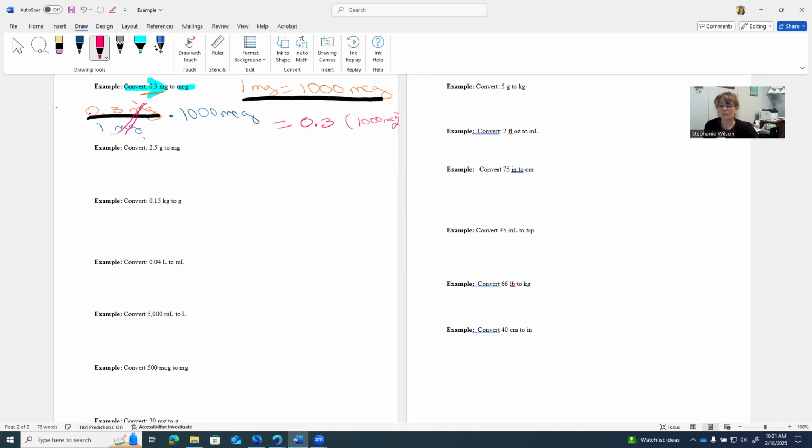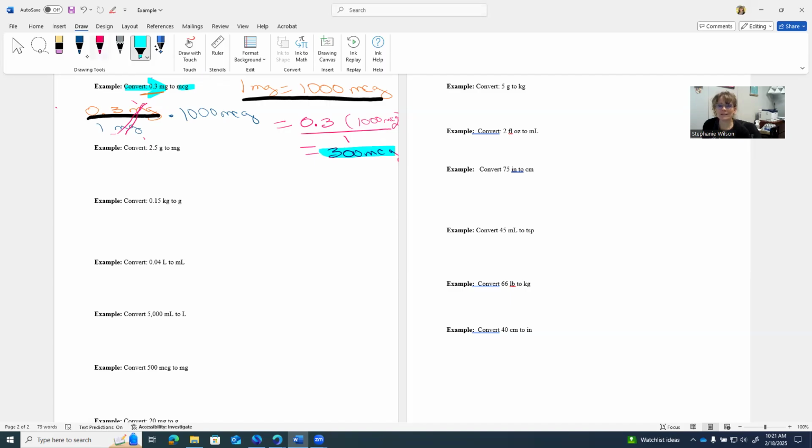On rough paper, you could put it over 1 because that's what's down in the denominator, but our final answer cannot be over 1. So if you're that person that needs it over 1, that's fine, but just make sure your final answer is not over 1. And then we multiply, or we could say, there are 3 zeros, so I'm going to move the decimal 3 places to the right. That gives me 300 micrograms.